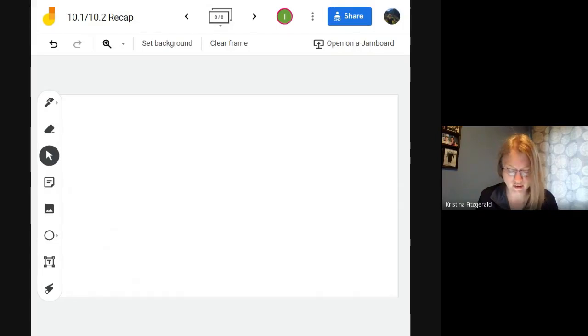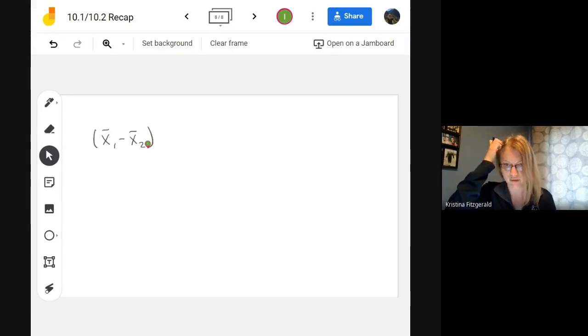So let's take a peek. I'm going to do basically my point estimate, which is going to be the difference in pulse rates for my 2 groups. So I'll pull my data back up and take a peek at what those numbers were. Plus or minus, I have to decide how many standard deviations to add and how many to subtract.